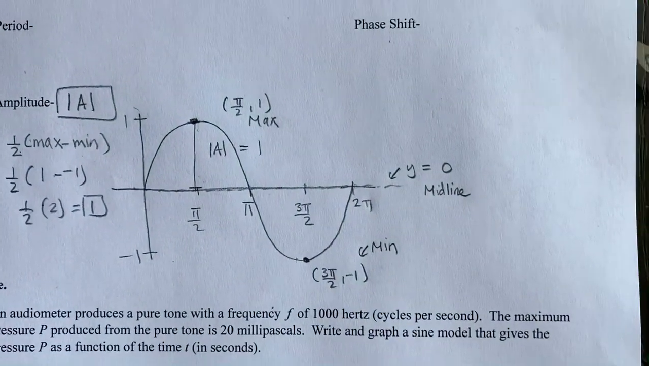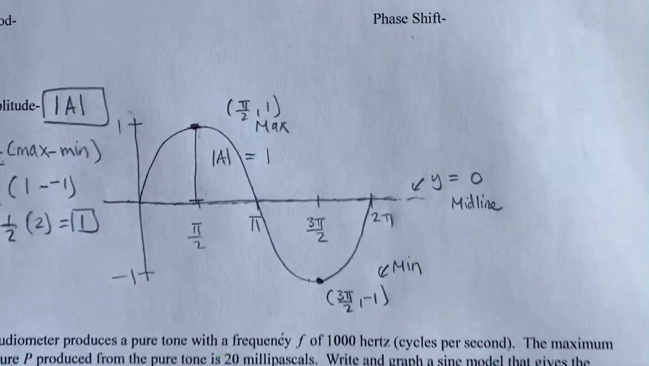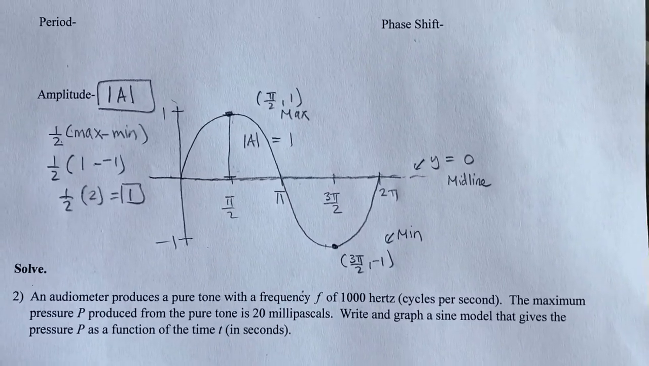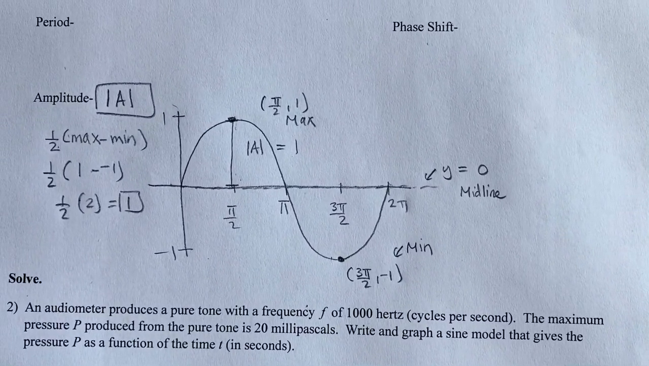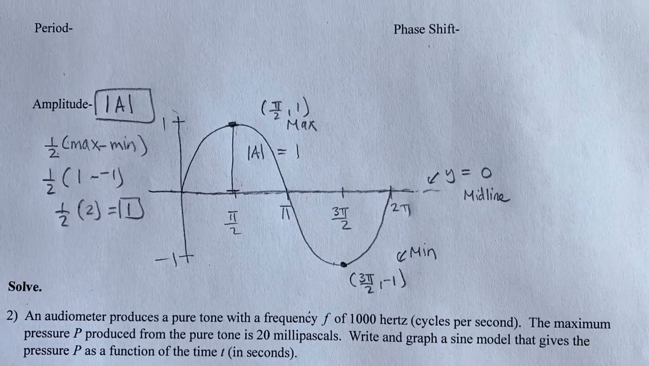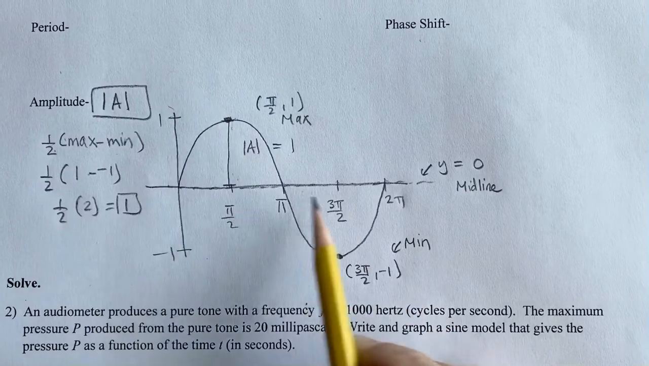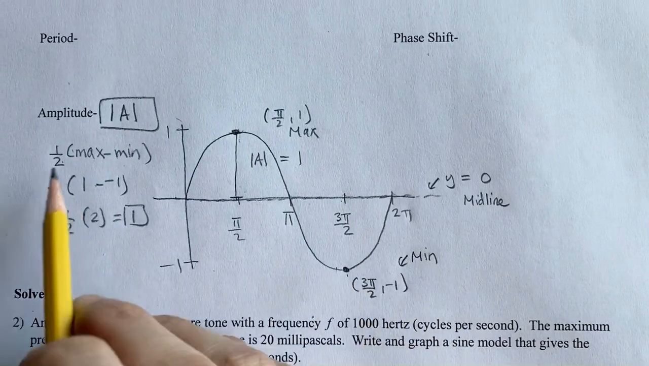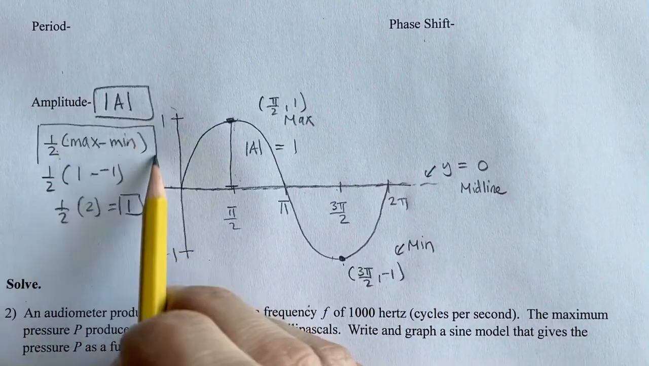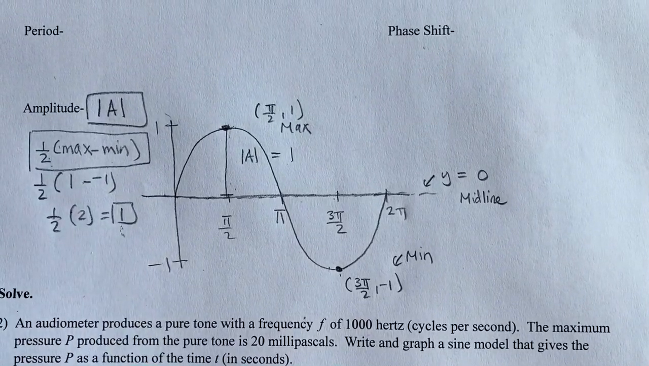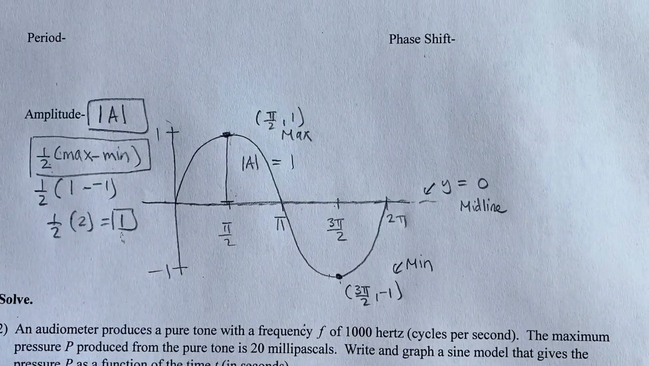Okay, and the amplitude is always positive. You know, I had some math analysis students give me a negative amplitude on their most recent test, in which case I marked them wrong, because the amplitude is always referring to the vertical distance between the midline and the max, or the midline and the min, or you could use this formula 1/2 max minus min, which should always give you a positive number. Okay, so that's the amplitude.